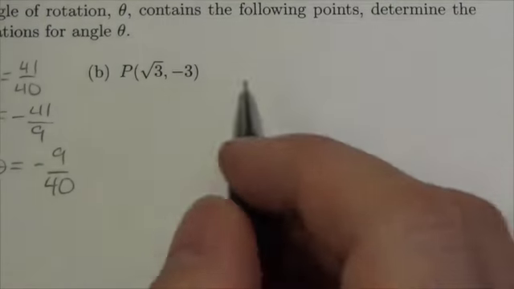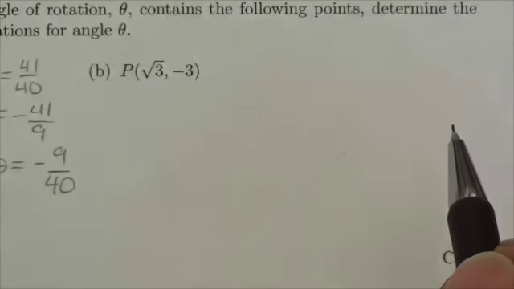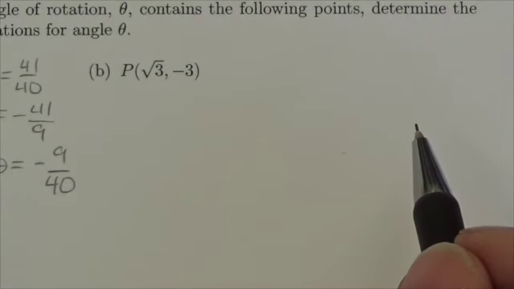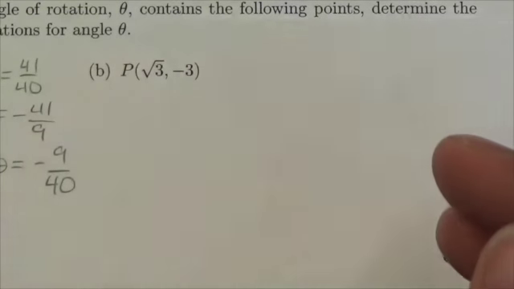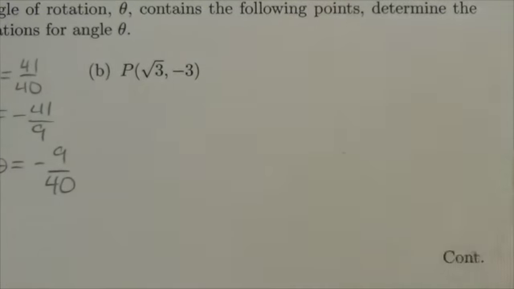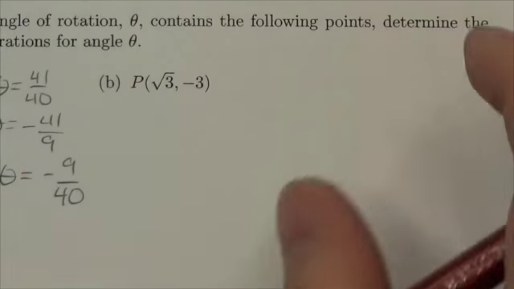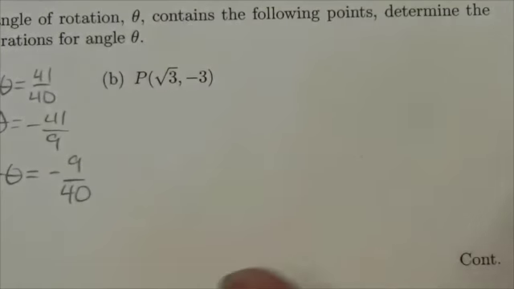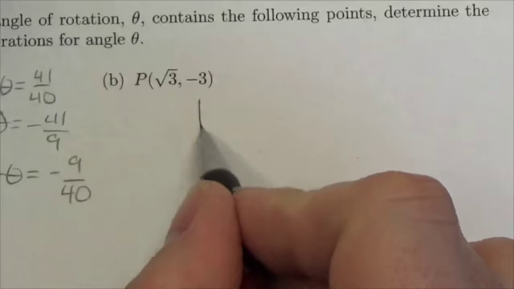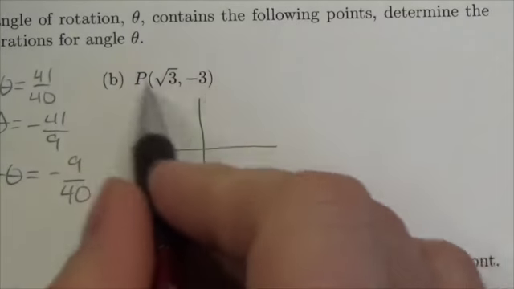Hi everyone. So this question gives us a point on the terminal arm of an angle, and it's asking us for all of the trig ratios related to that terminal arm. And that's all we need. The location of the terminal arm determines all of the trig ratios here. But we've got to figure out a little bit more information.